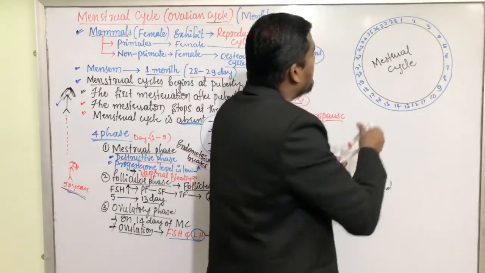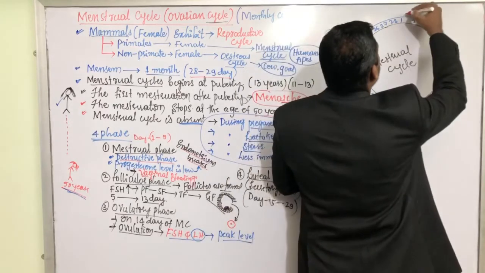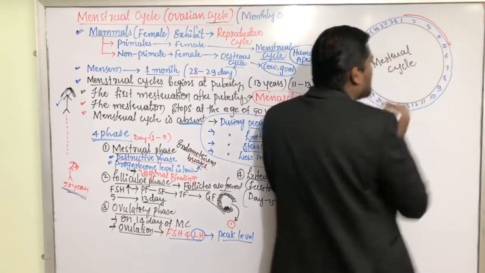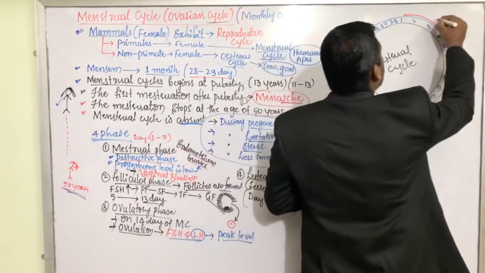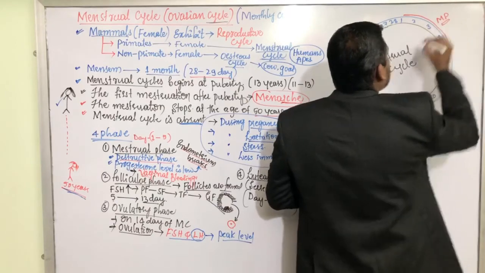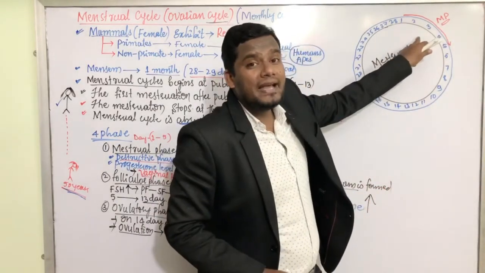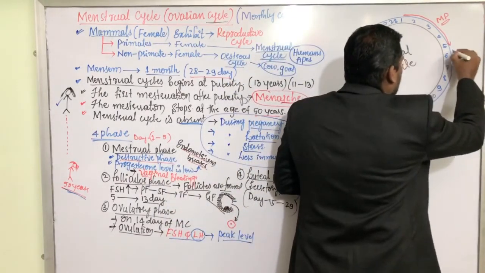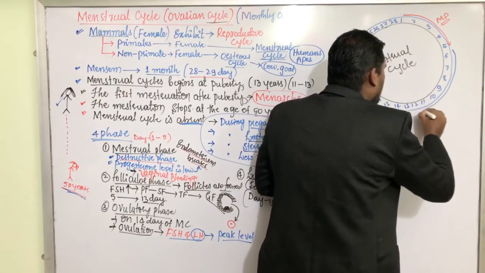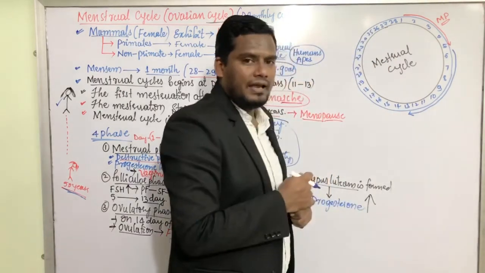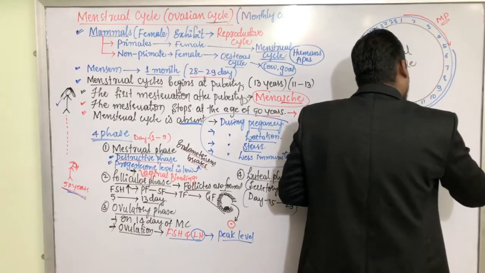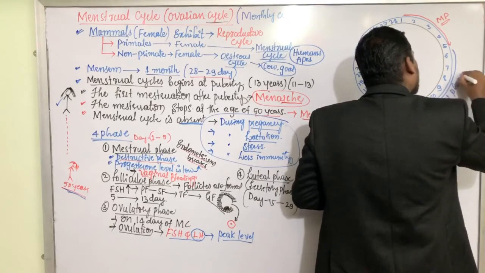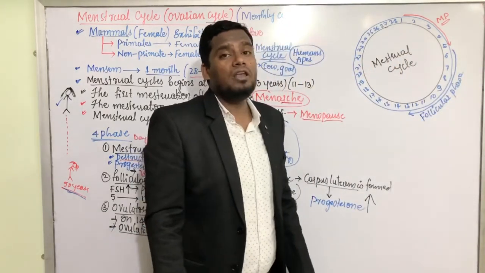Menstrual cycle begins from day 1 to day 5. This day 1 to day 5 phase is called as menstrual phase, the first phase. During this phase, there is a bleeding, a vaginal bleeding. From day 6 to day 13, it is called as follicular phase. And this follicular phase is also called as proliferative phase.